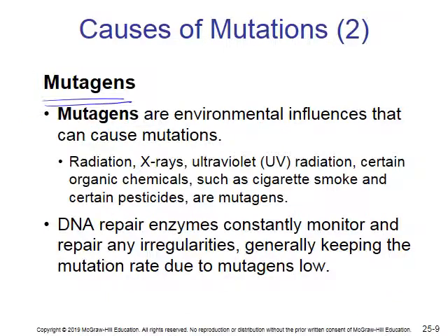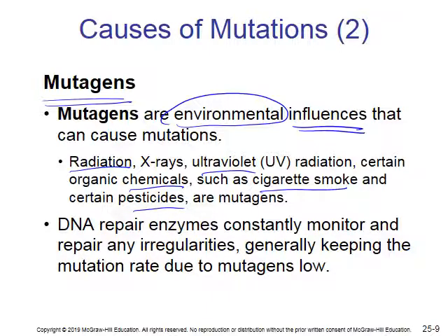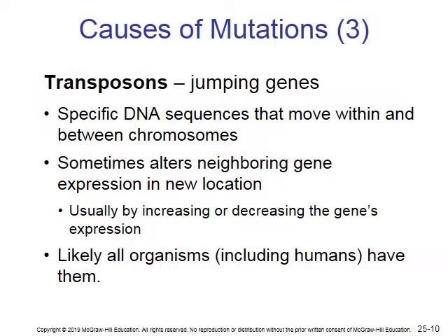Most of us probably think of mutagens when we think about the causes of mutation. Obviously, an environmental influence or factor. You can see the list here: radiation, ultraviolet, chemicals, pesticides, cigarette smoke. We do have repair enzymes that are constantly monitoring and repairing, but there are some mutations that still occur.